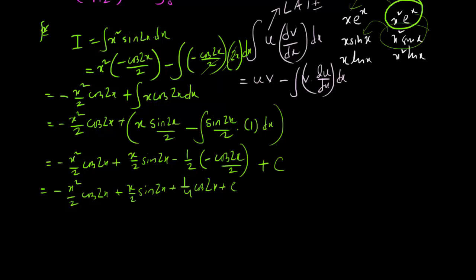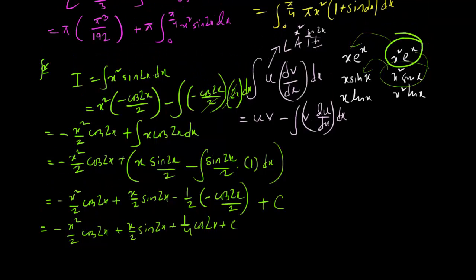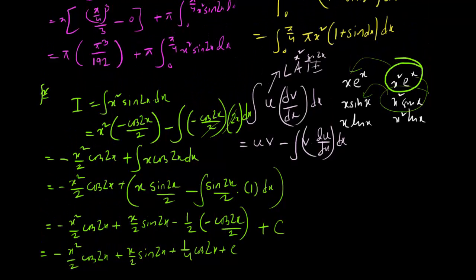So this is the integral, but the sum is not done yet. Remember, what we are doing over here was pi times the integral from 0 to pi by 4 of x squared sine twice x. Without the limit we found the integral. Now we have to plug this integral back into the sum. So let's get back to the sum. So let me continue over here.